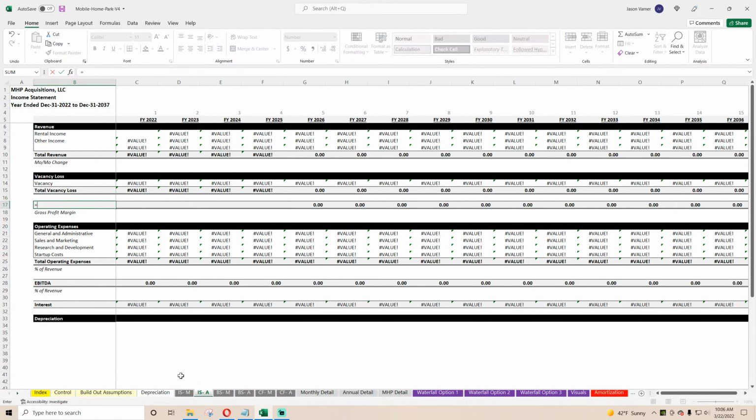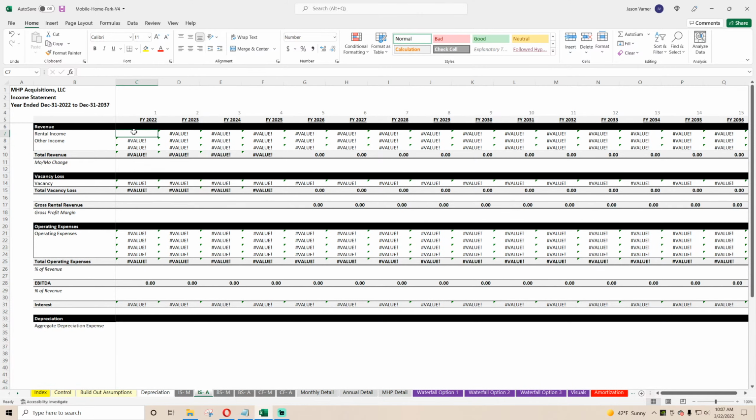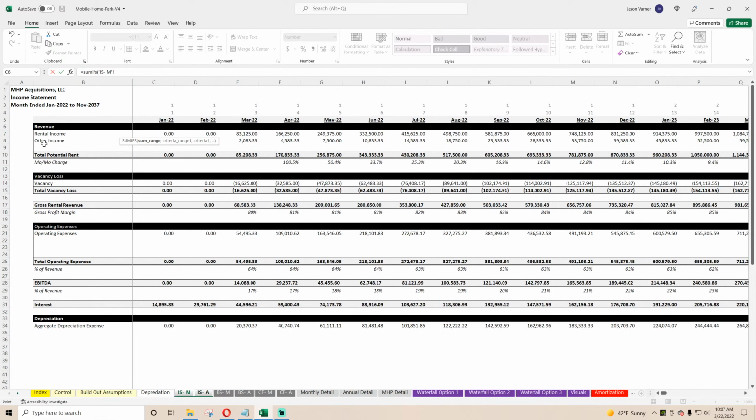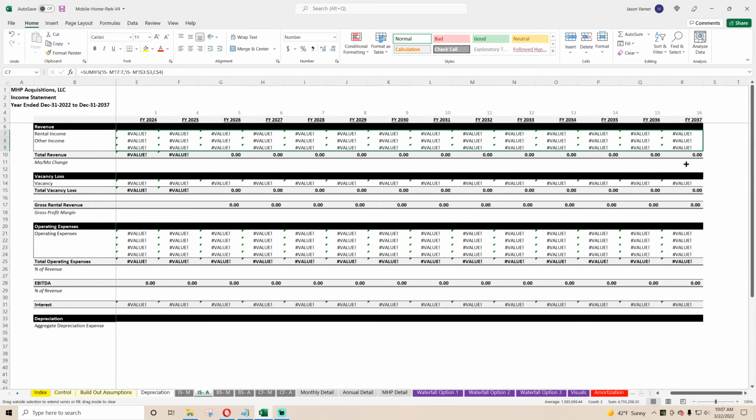Just make sure we're all matched up. Okay, perfect. So this is going to be SUMIFS, monthly row, if the year up top on the monthly equals the year here. So there's our total. Now we want to lock it so we can drag and drop this thing all around. So there's that.